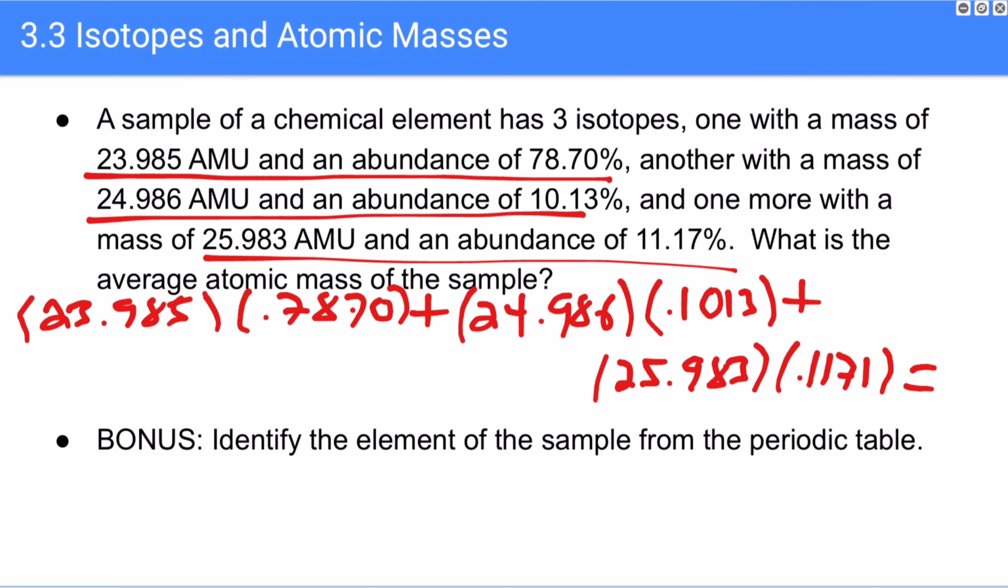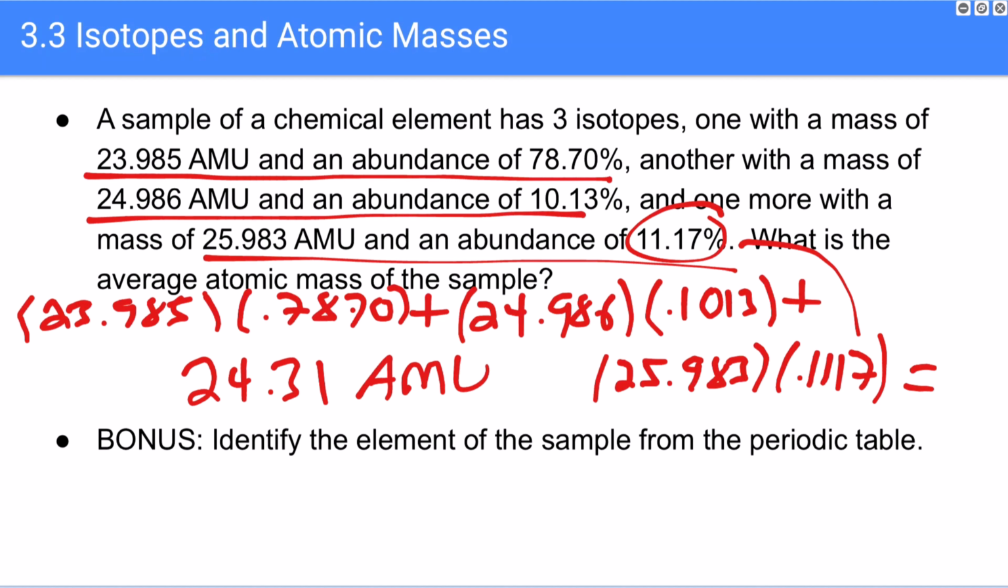And what I notice here is that the highest abundance isotope is that's closest to 24. So when I go through and calculate, it should be closer to 24. So let's go through, do some math, and see what we come up with. My mistake, I did realize that this should be 0.1117, but what I end up with is an average atomic mass of 24.31 AMU.